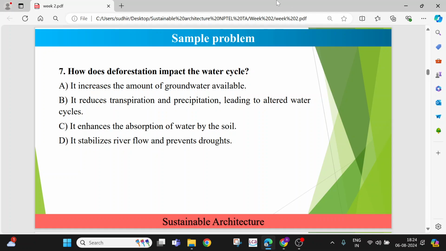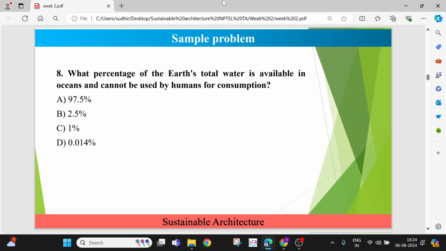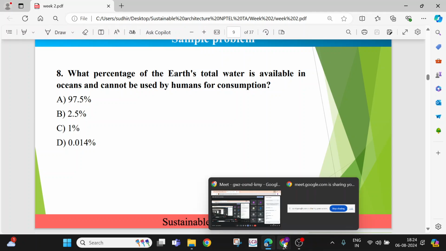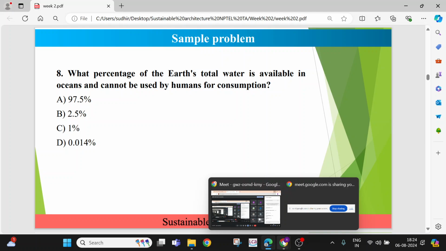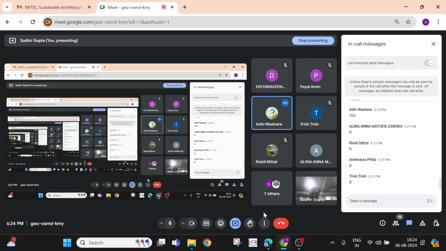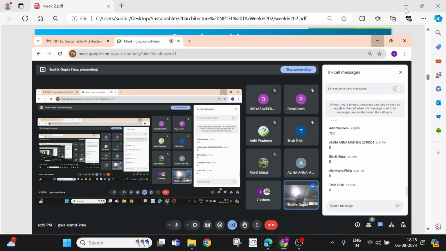So all of you, can we move to question number 8? Yes, sir. Okay, then this is question number 8 for all of you. Try to give answers to this question. Option A. Option B. Trisha is writing option B, and two people are writing option B. Try to read the question properly.